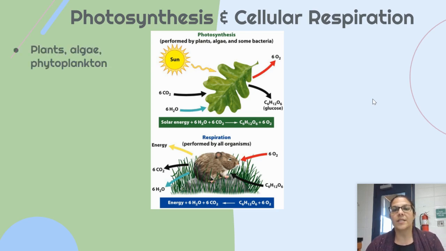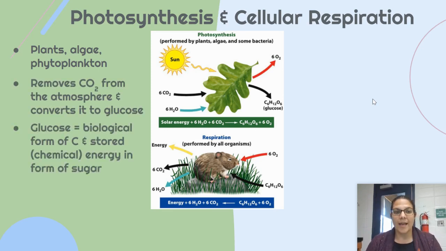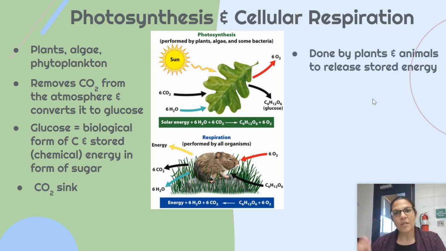Photosynthesis and cellular respiration are two of the main pillars of the carbon cycle. Photosynthesis is completed by plants, algae, and phytoplankton. It removes carbon from the atmosphere and converts it into glucose, C6H12O6, which is that stored energy. Photosynthesis converts things into carbon sinks.